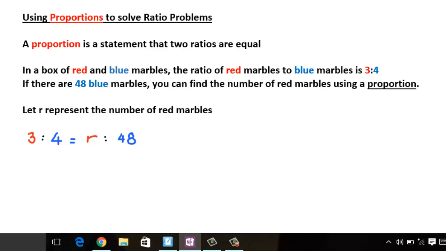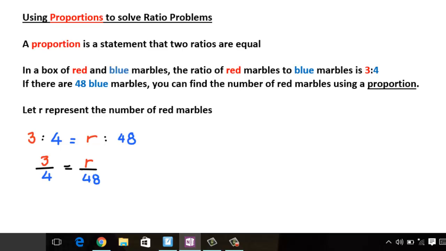Now, how to solve the problem? As you can see, this ratio we can transfer to a fraction. So I'm going to repeat the same thing. 3 over 4 equal to, which is the proportion, R over 48. Here it's more clear. The 3 is represented by R and the 4 is represented by the real number, which is 48.